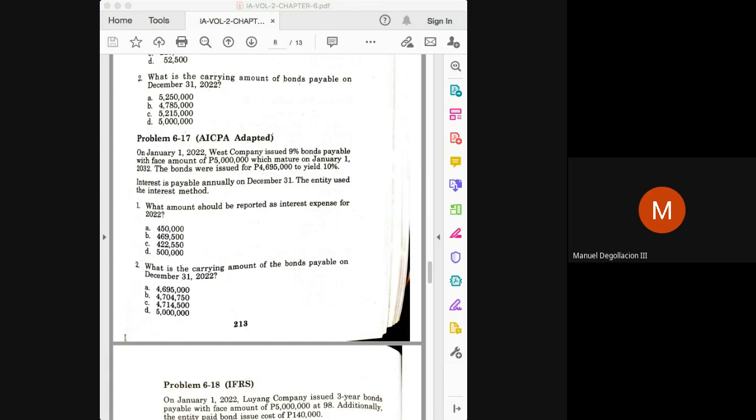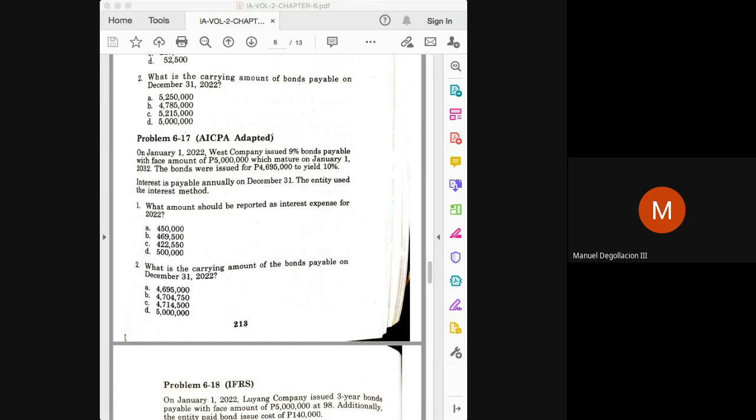Let's go back to year one. Again, remember under the straight line method, you will first be able to solve for the amortization of the discount. Okay, how much is the discount? As what we mentioned earlier, the initial discount is 305,000. Since the bond is good for 10 years, your annual amortization on the discount would be 305,000 divided by 10 years.